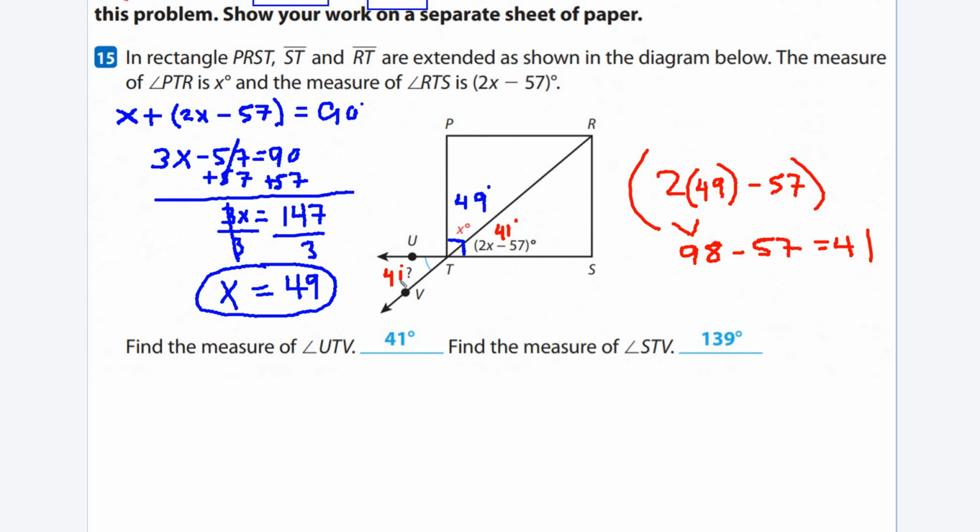And since this is 41 degrees, this has to be 139 because they're supplementary angles. 41 degrees plus 139 is 180. If you get stuck or still don't understand, just go back in this video and rewatch that again.